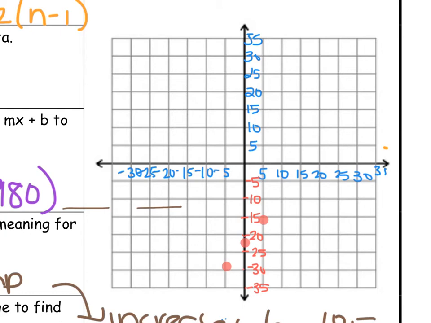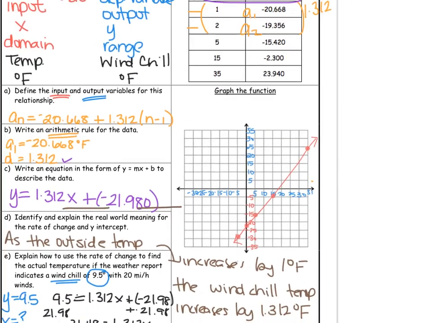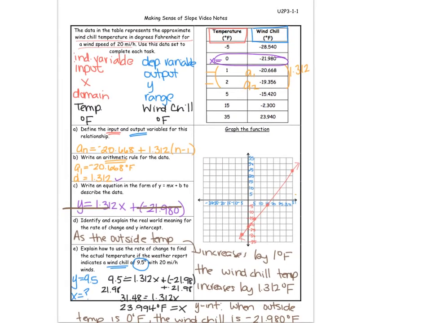Then 15 degrees Fahrenheit will give me a temperature of about -2.3, and then 35 degrees Fahrenheit will give me a temperature of about 24 degrees, which is right about there. And then if we connect these with a line, hopefully we get a linear function, and we do. So let's take a look at this whole thing all together.